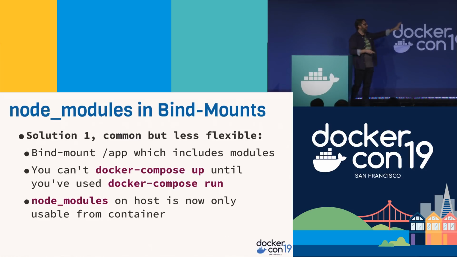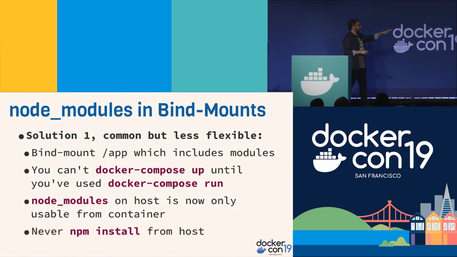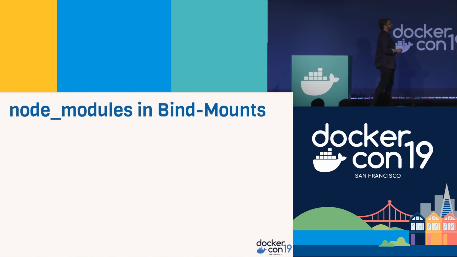So this is easy to get started. It has that middle requirement that you always have to do Docker Compose run npm install to install your Node modules before you can run the app. All right? And the other thing there is you can never npm install from host, because then that'll get you Mac or Windows dependencies, not Linux.